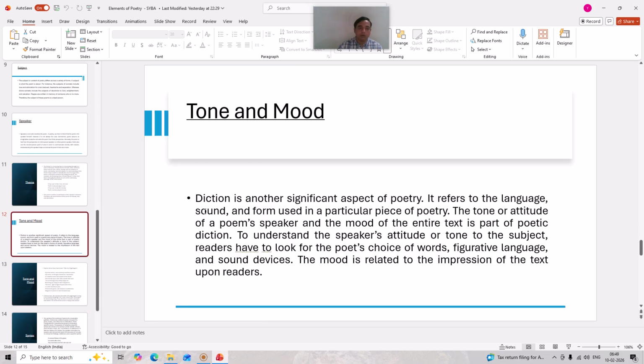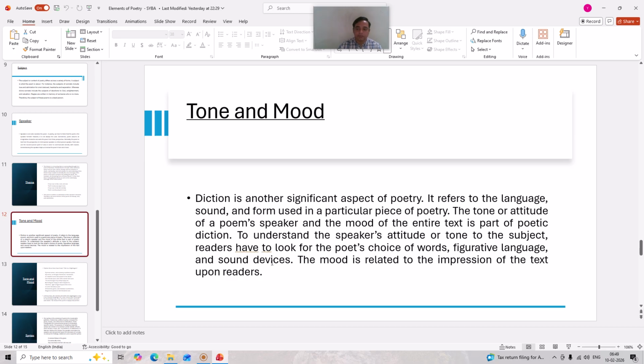The next element of poetry is tone and mood. Diction is another significant aspect of poetry. It refers to the language, sound, and form used in a particular piece of poetry. The tone or attitude of a poem's speaker and the mood of the entire text are part of poetic diction. To understand the speaker's attitude or tone toward the subject, readers have to look for the poet's choices of words, figurative language, and sound devices.